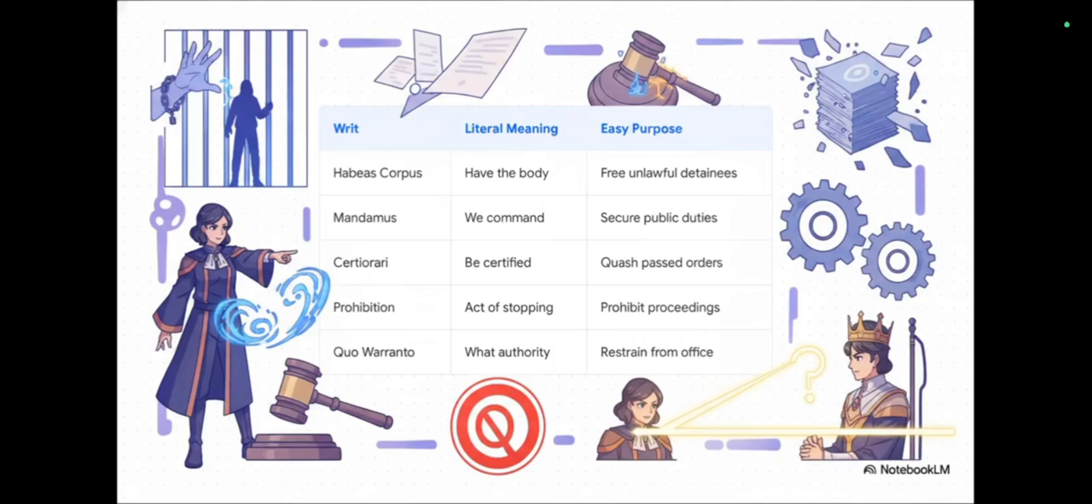If someone is locked up illegally, you demand the body, habeas corpus. If a public official refuses to do their duty, you command them to act, mandamus. If a lower court steps out of line and makes an order, you quash it, certiorari. If they're in the middle of stepping out of line, you stop them proactively, prohibition. And finally, if someone takes public office without the right to do so, you challenge their authority, quo warranto.